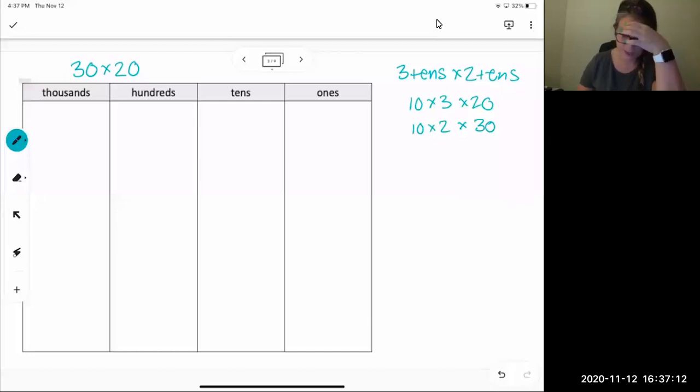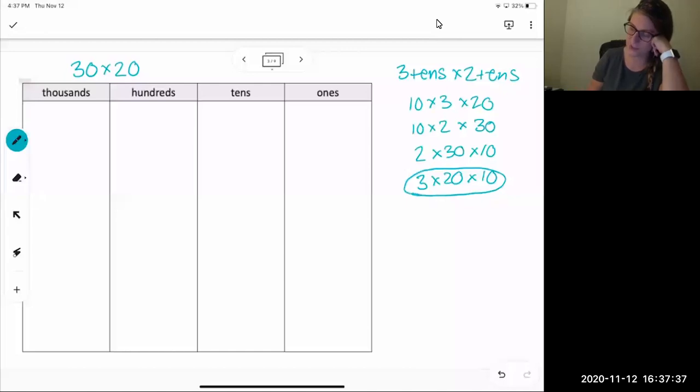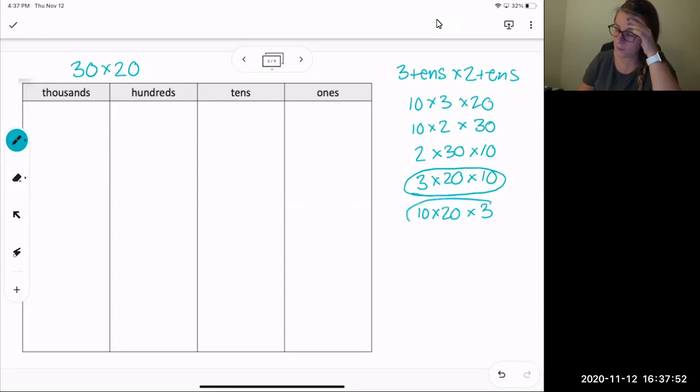Another way we can break this down is by rearranging. Just like I said, we could rearrange our numbers and do 2 times 30 times 10, or similar to the first one, we could do 3 times 20 times 10. We are going to focus on this strategy, or this way of writing our problem. We're actually going to flip it around so that we have 10 times 20 times 3. That's what we're going to look at first.